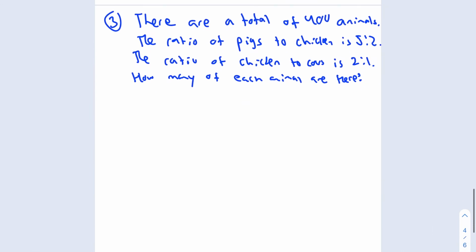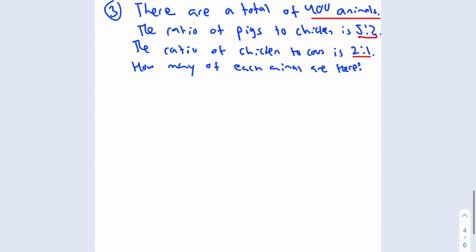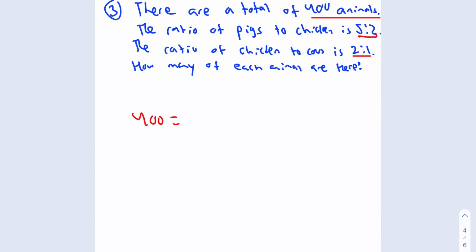Number 3. There are a total of 400 animals. The ratio of pigs to chickens is 5 to 2. The ratio of chickens to cows is 2 to 1. How many of each animal are there? So we are given that there are 400 animals, and the ratio of pigs to chickens is 5 to 2. The ratio of chickens to cows is 2 to 1. So we know the total is 400, and the ratio of pigs to chicken is 5 to 2. Pigs, chicken, and then the ratio of chicken to cows is 2 to 1.